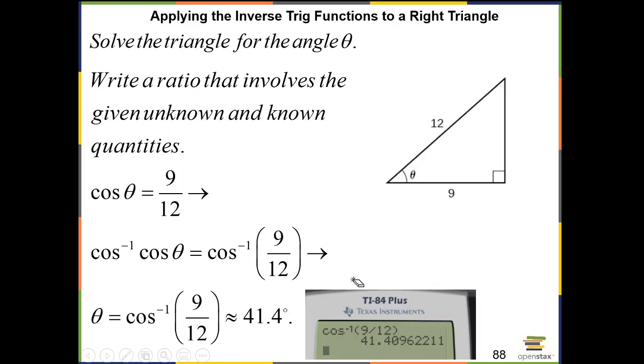All right, so here is an example of solving using a right triangle. An example of using trigonometric ratios to solve a right triangle is a very easy one. If cosine of theta is 9 over 12, then what is theta? Well, you can easily use a calculator to get theta equal to 41.4, right?